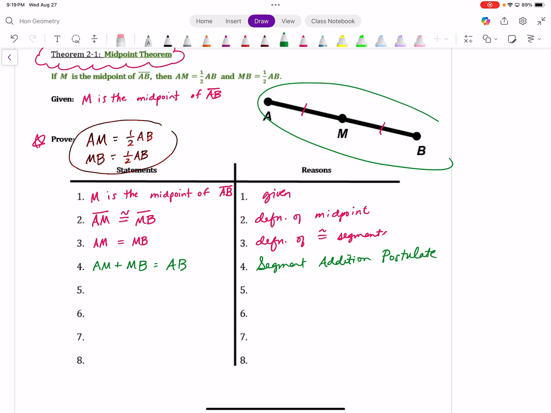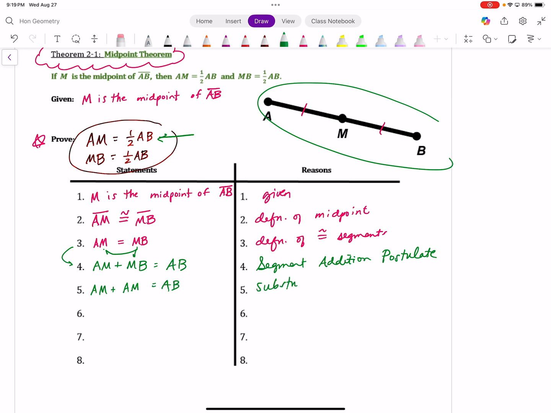All right, so let's say we want to try to get this one first. And I know that AM and MB are the same thing, so I'm going to plug this one into this one. So I'm going to say I've got AM plus AM. Since MB is the same thing as AM, I'm putting that where the MB is, equals AB. So that's just a substitution.